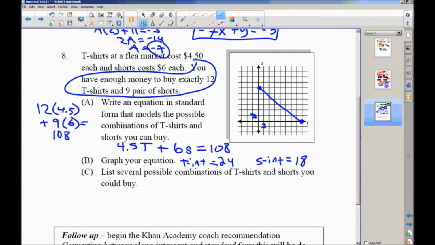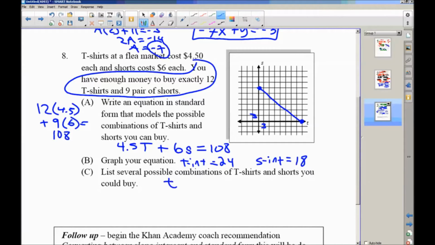And that's the only piece of the graph I should do, because it doesn't make sense for me to buy a negative amount of t-shirts or a negative amount of shorts. Okay, and then it says list several possible combinations of t-shirts and shorts that you could buy. All right, so this chart's a little bit trickier. I'm going to list 3 of them. I'm going to list the really easy one.